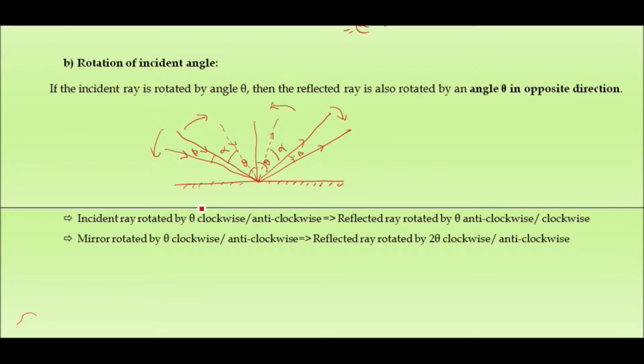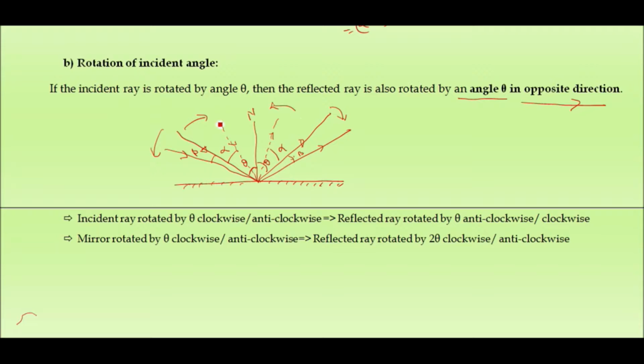Now we'll see the rotation of the incident angle. So if the incident ray is rotated by angle theta, then the reflected ray is also rotated by angle theta in the opposite direction. So two concepts are involved here. First, the reflected ray is also rotated by angle theta, and second, it is rotated in the opposite direction. So it is shown here, this is the boundary and this is our normal line. Suppose the incident ray is coming making an angle theta with the normal, then the reflected light ray will also make an angle theta with the normal line.